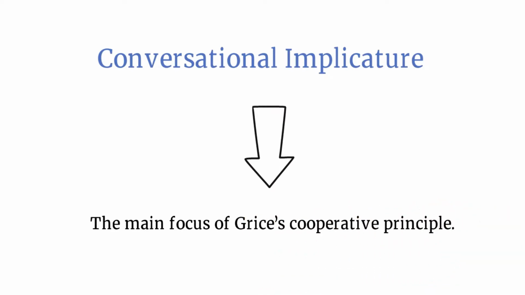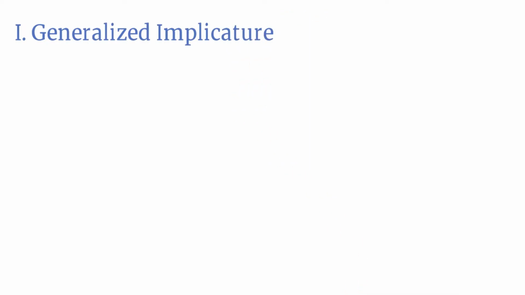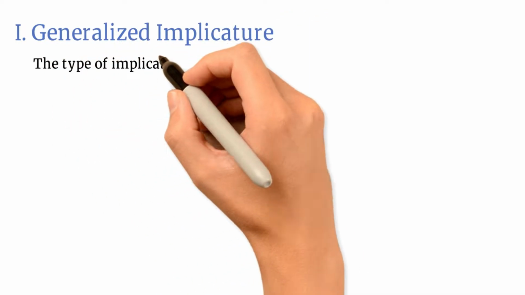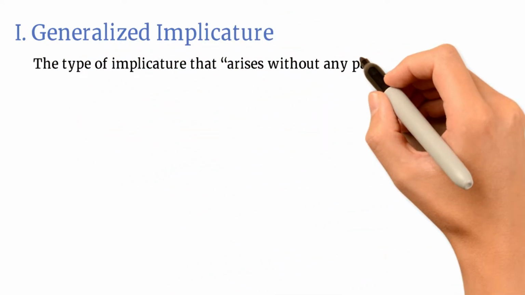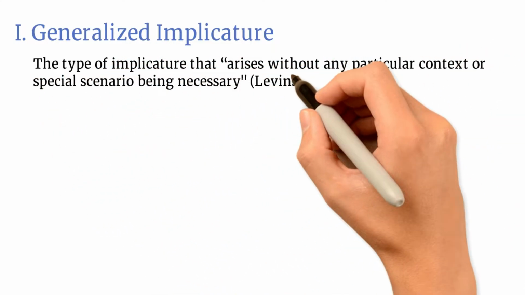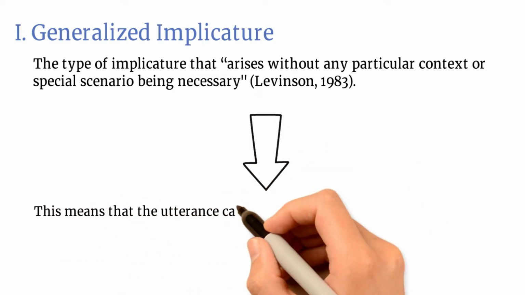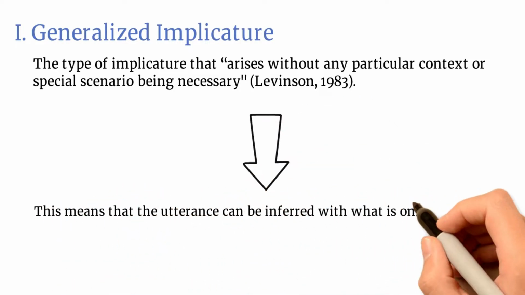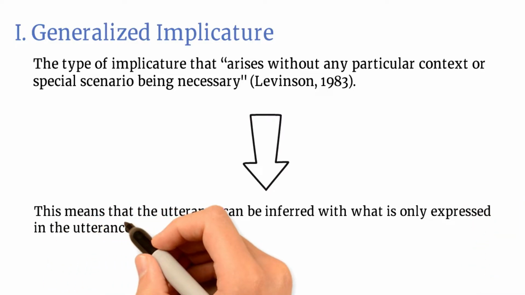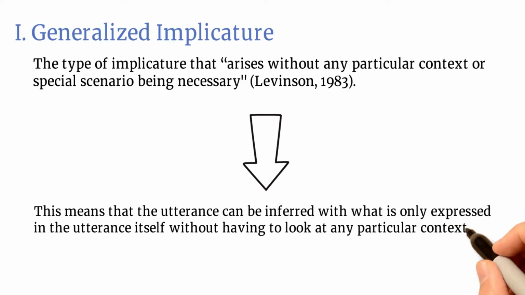Conversational implicature itself is further divided into two. The first one is generalized implicature. It is defined as the type of implicature that arises without any particular context or special scenario being necessary. This means that the utterance can be inferred from what is only expressed in the utterance itself, without having to look at any particular context.